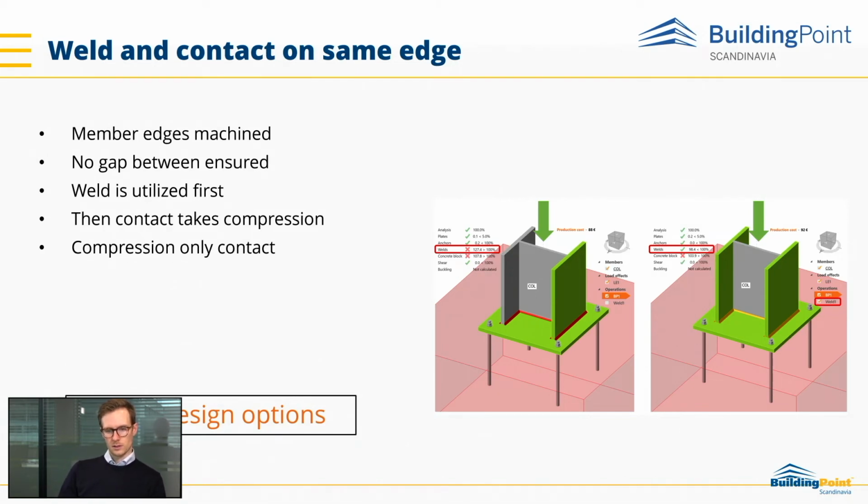The next thing is weld and contact on the same edge. This is for customers who have machined edges where there's no gap. Then it's great to have this weld and contact on the same edge, because now the weld is utilized first, and then the contact takes compression after that. But this is also for compression-only contact, typical for columns, footings, and so on.